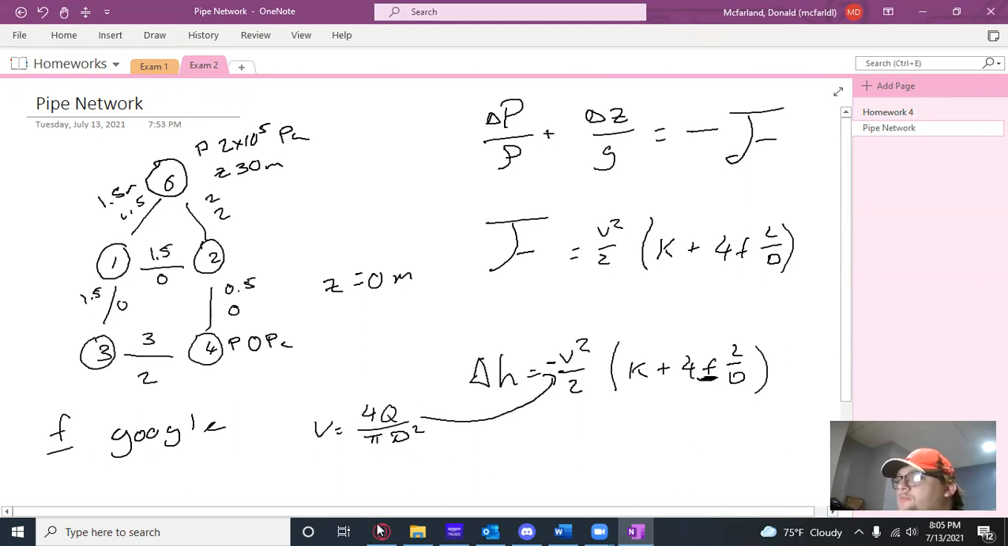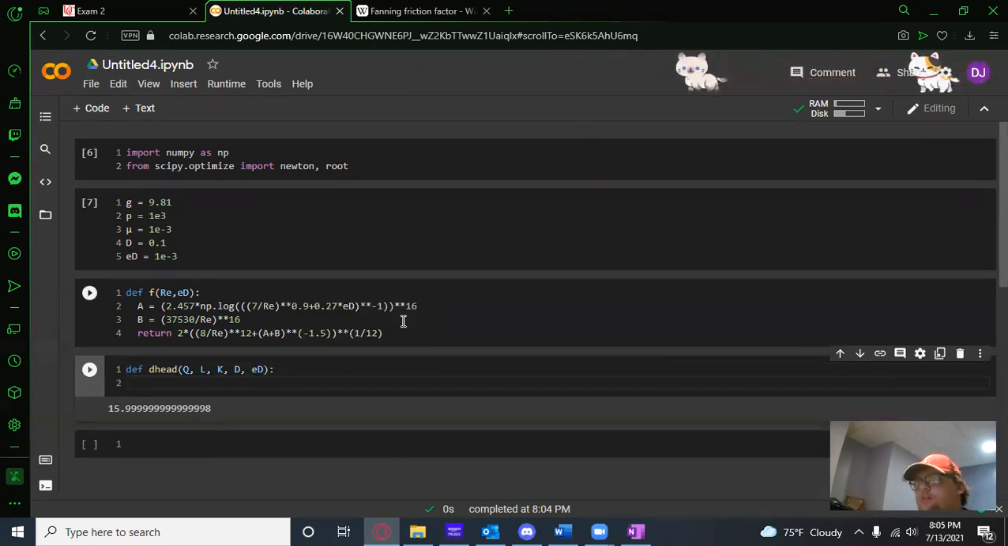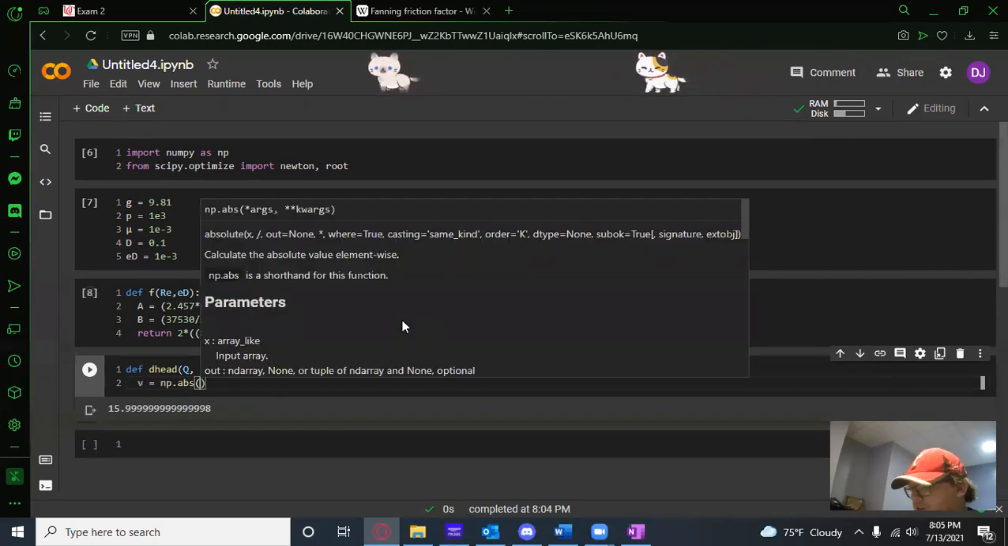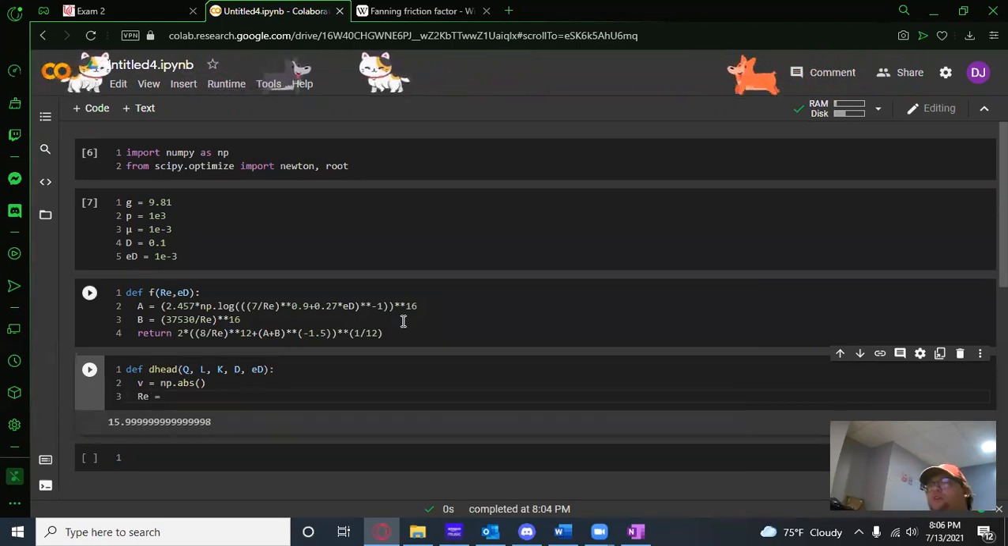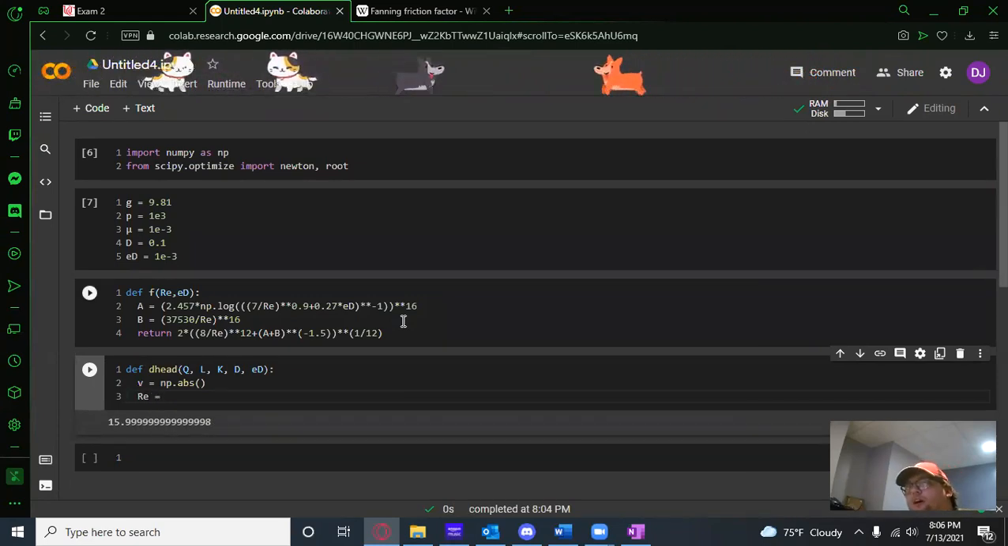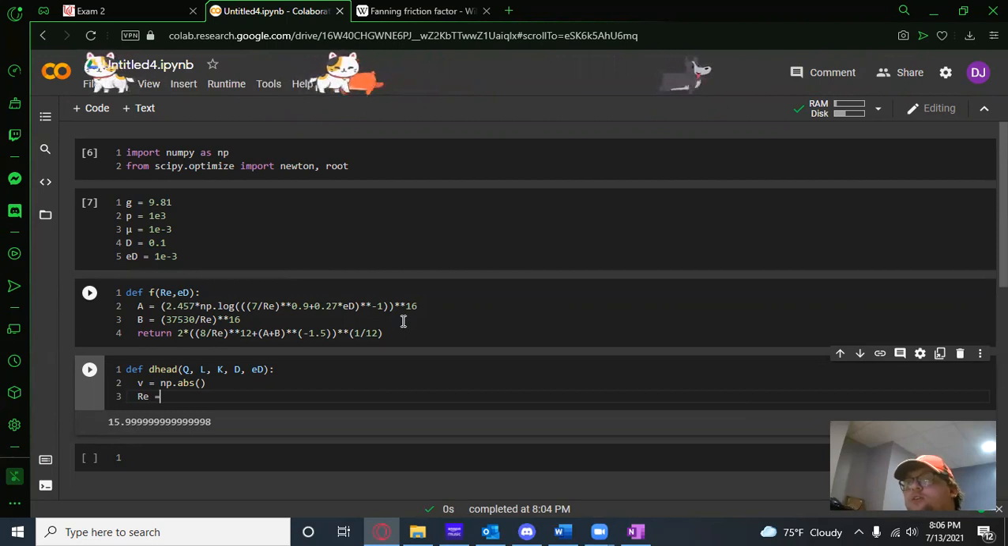So what we're going to do is flow rate, which is Q, our length, our K, our diameter, and our roughness. I'll plug this in, and we are going to first calculate velocity based off our Q value. So we're going to take the absolute value because we're going to use our V value to calculate our Reynolds number, and Reynolds number needs to be positive. So if we have a positive velocity, when we plug it into our Reynolds number, we get a positive Reynolds number.